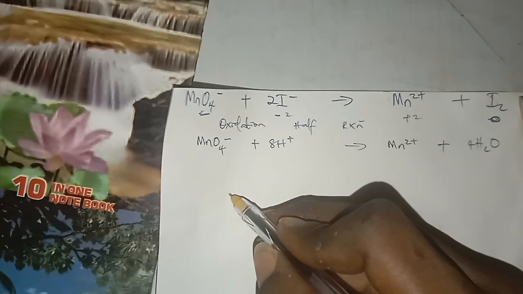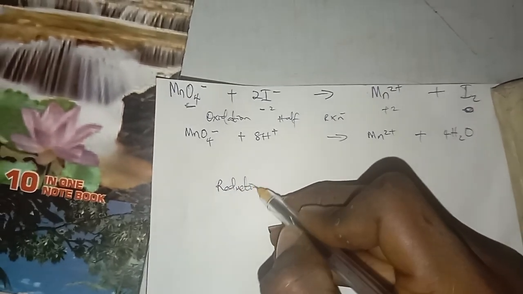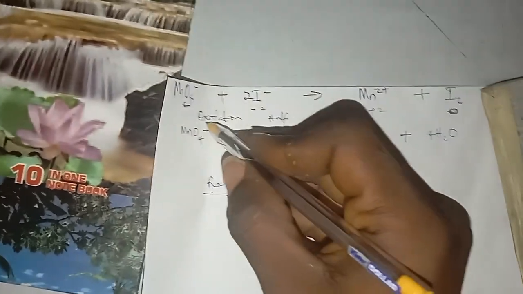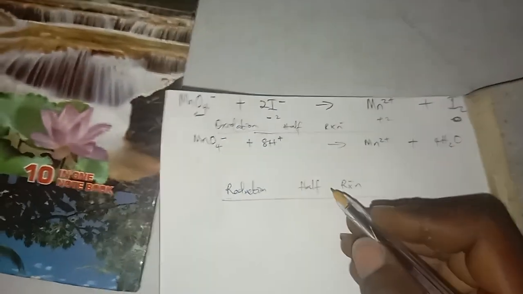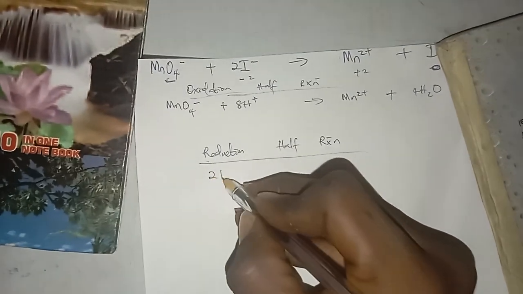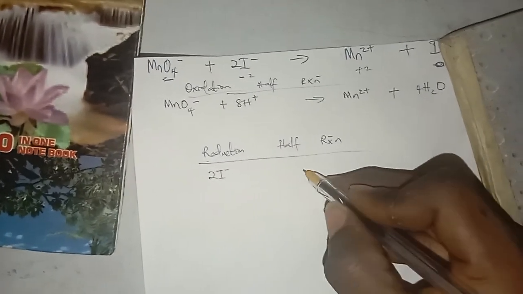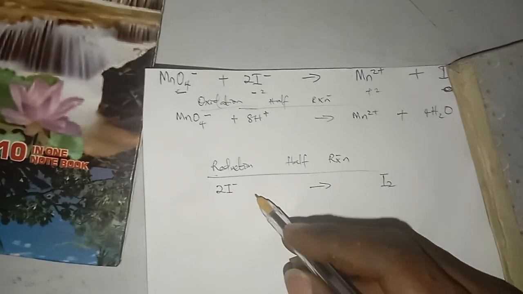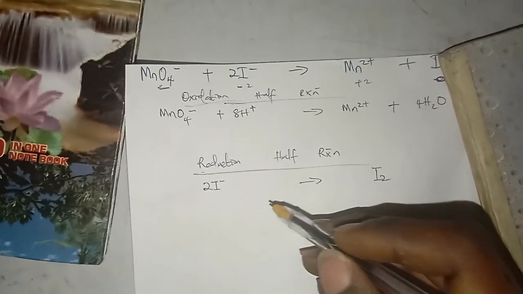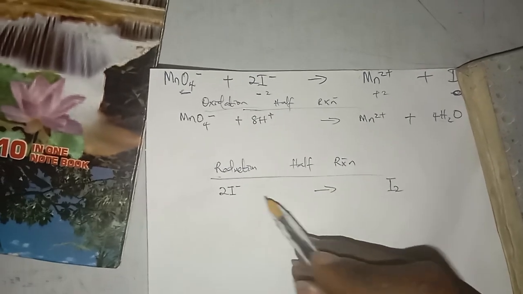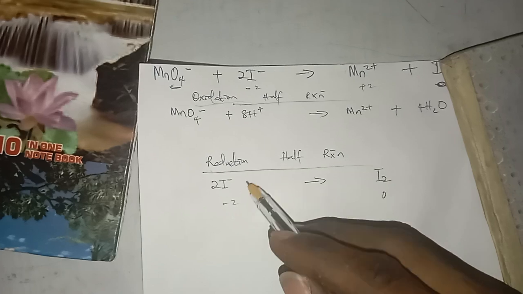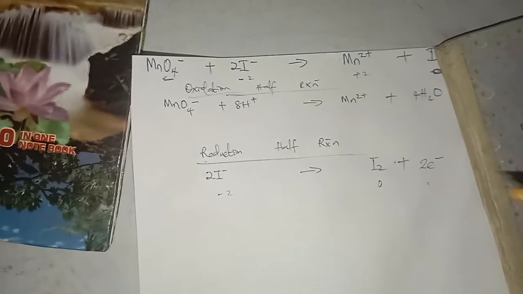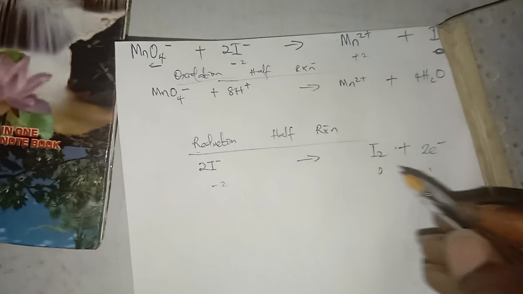let me get the reduction half reaction. Call it half reaction or half cell reaction, whichever one you want to call it. This is now going to be 2I minus going to I2. When you do this, you can clearly see that this will be minus 2 and 0. We balance charges, remembering the rule: balance charges by adding electrons. So we'll add 2 electrons on this side so that this becomes minus 2. Electron means negative, so we add this here.